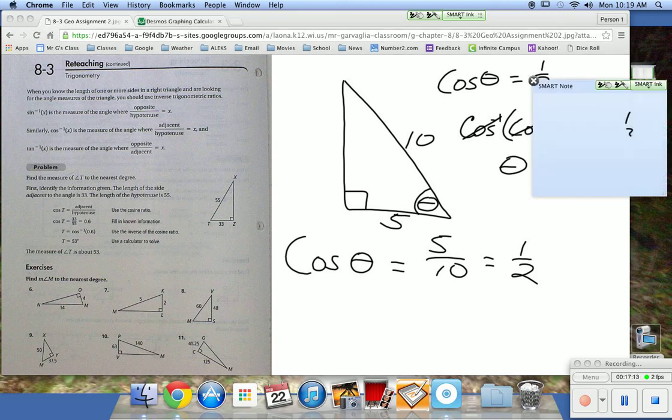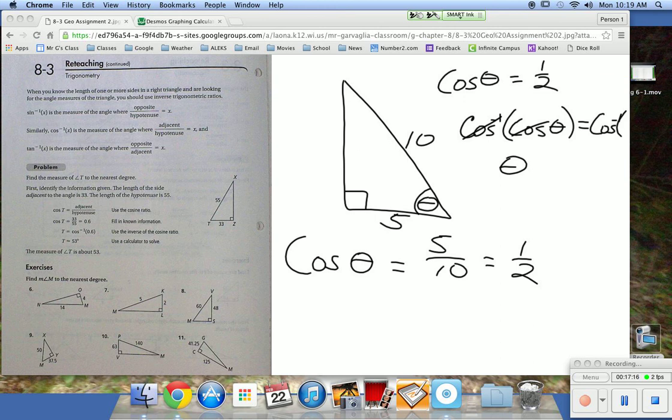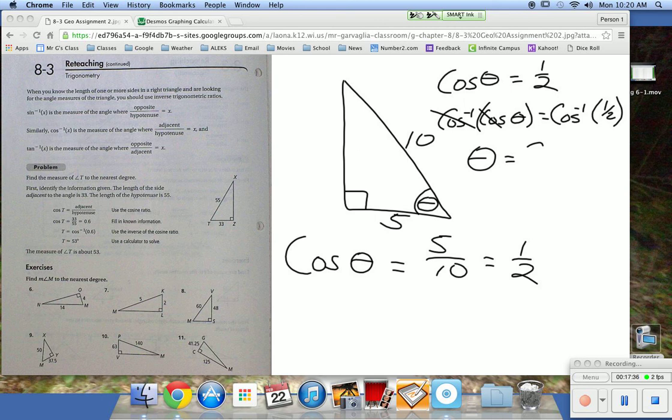This ain't going to work, is it? Let me redraw this. Cosine -1 of cosine of theta equals cosine -1 of 1/2. These cancel out, and you end up with theta equals cosine -1 of 1/2. Do that on your calculator. Take the inverse cosine of 1/2. What do you come up with?